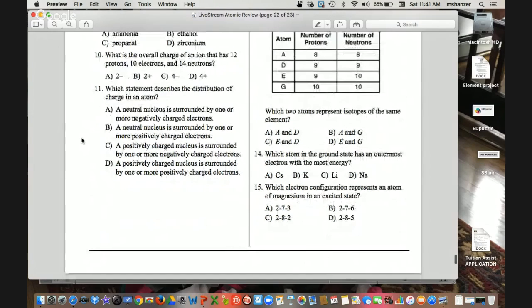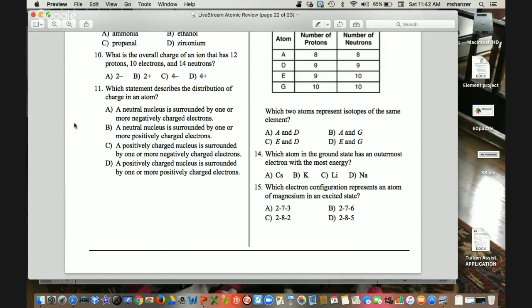Which statement describes the distribution of charge in an atom? So remember, you have 3 subatomic particles. You have a proton that's positively charged, that's in the nucleus. You have a neutron that has no charge, it's also in the nucleus. And then you have electrons outside the nucleus, which are negative. So we want to look at these answers. If we look at the first one, a neutral nucleus, that already can't be true because a nucleus is always going to be positively charged. So choice A and B are off the table.